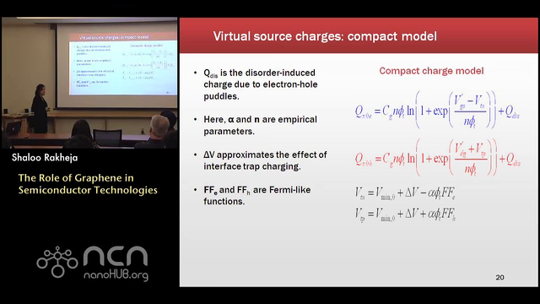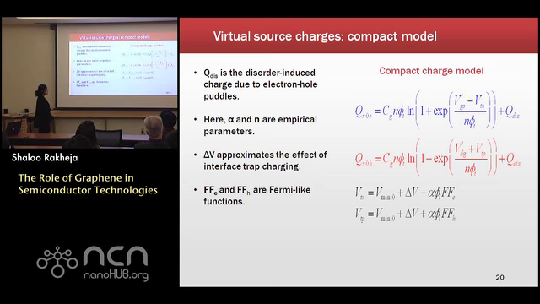I'll point out a few essential features in these expressions. Q dis that you see over there on the right side, that is the disorder-induced charges, which basically exist in graphene because of these electron hole puddles. And VTN and VTP, these are the threshold voltages corresponding to the electron and the hole branches of current. And we have a few fitting parameters over here.